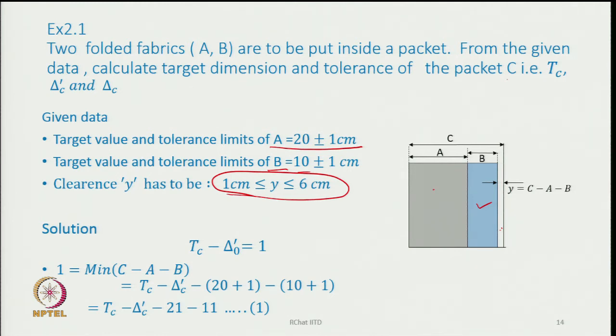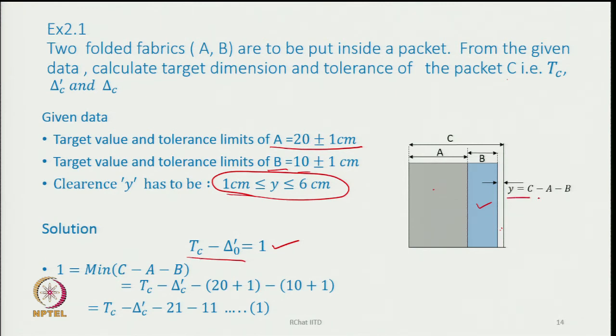So, how to go about it? What should be the target value of C and what would be the tolerance? Now, the solution is that the target of C minus delta dash C is going to be 1, and because this is 1 centimeter, therefore, 1 is going to be the minimum of C minus A minus B.